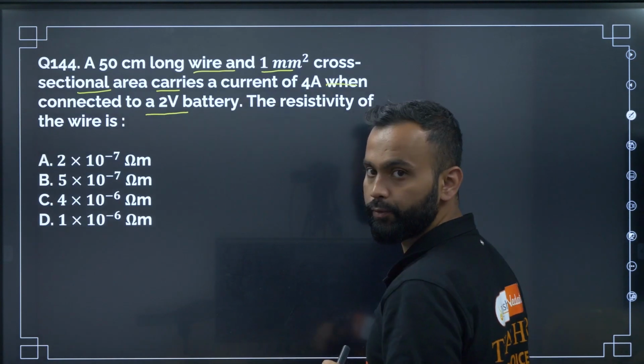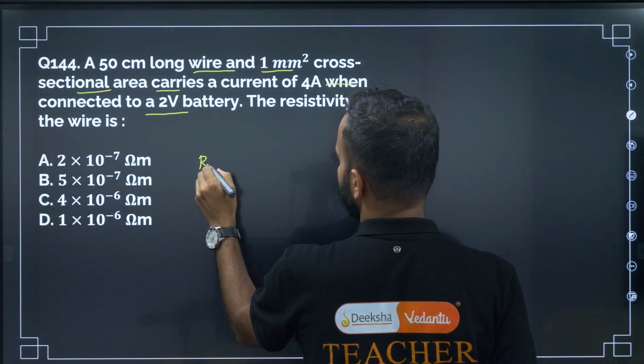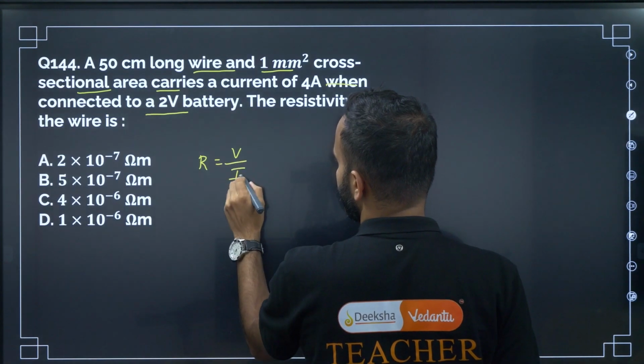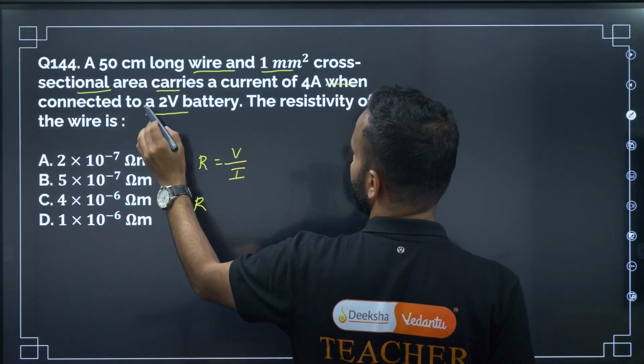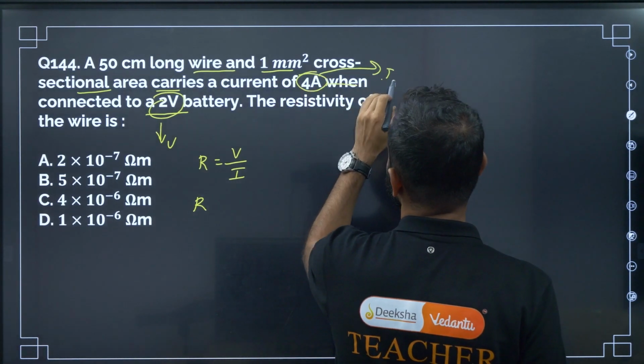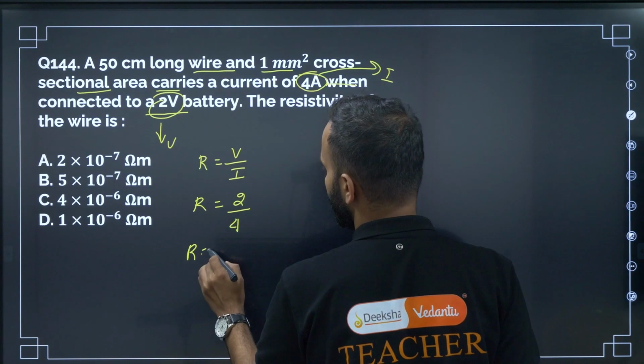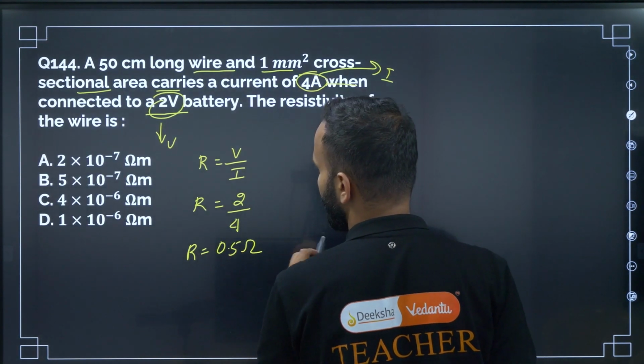The current in the wire is 4 ampere. Now we can easily find the resistance of the wire, right? So resistance of the wire is equal to V divided by I. Now substitute the values here. What is the value of V? V is 2 volt, right? What is the value of I? I is 4 ampere. So now R equal to 2 divided by 4. So R equal to 0.5 ohm. Okay, 0.5 ohm.